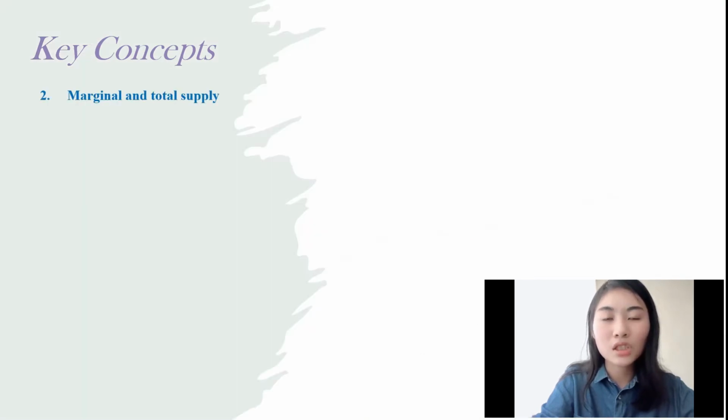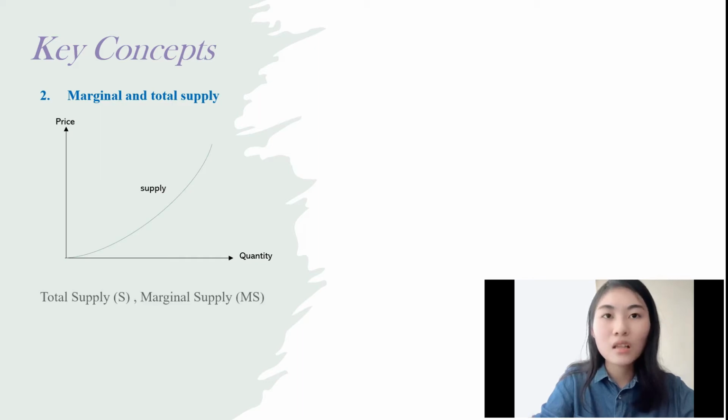Secondly, the key concept is the marginal and total supply in the economics of the marketplace curve in a graph. We will also describe the market supply. A market supply curve shows the combination of quantity supplied of goods at different prices. The marginal supply, MS, is the derivative of total supply with respect to quantity. If the marginal supply function is given, the total supply can be obtained by integrating the marginal supply function.